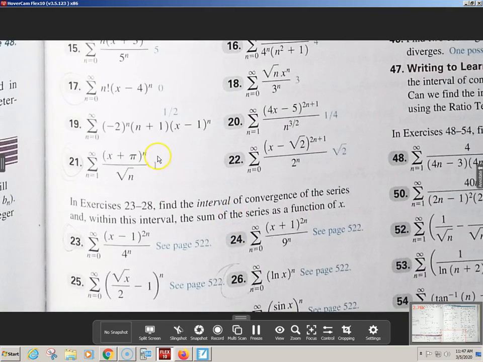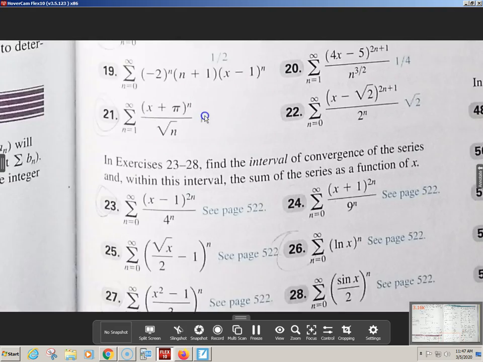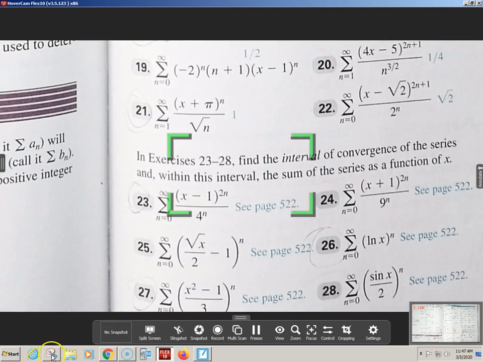So number 21, the directions as I look at it are find the radius of convergence. Wait a minute, just the radius? Just the radius. If it's just the radius, guys, do I need to be testing endpoints? I guess we'll see when we do it, but I think the answer is no.